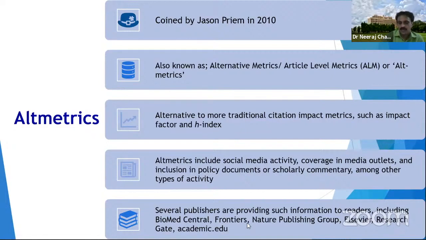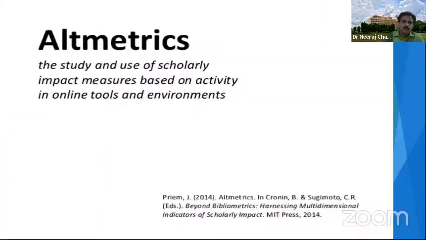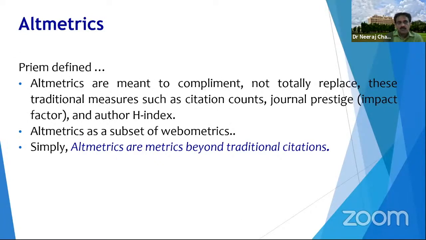Altmetrics is used by a number of publishers, big publishers like Wiley, Elsevier, Springer, and Nature. So altmetrics is basically the study and use of scholarly impact measures based on activity in online tools and environments. This is altmetrics, as defined by Jason Priem in 2005.